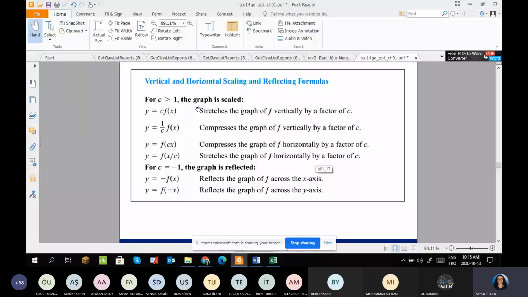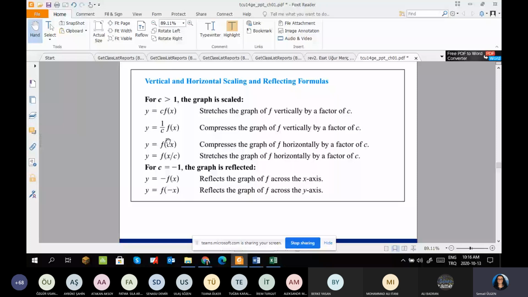If you multiply the function by the scalar c, it's going to stretch the graph of f vertically by a factor of c. If you multiply it by 1 over c, it's going to be compression. It's going to compress the graph vertically by a factor of c. If you multiply x by c, then you're going to compress the graph horizontally by a factor of c. If you multiply x by 1 over c, you're going to be stretching the graph horizontally by a factor of c.